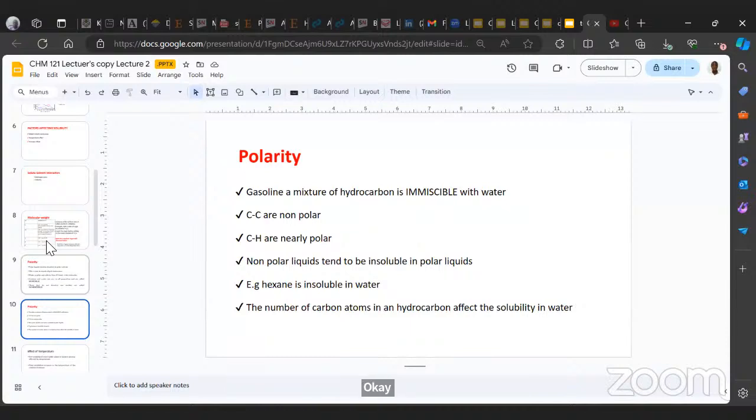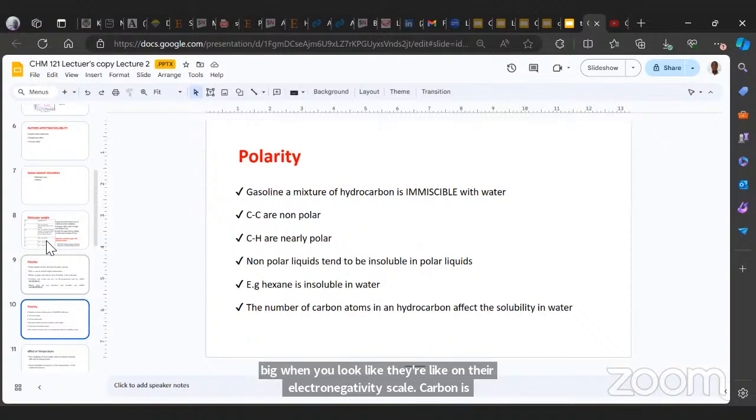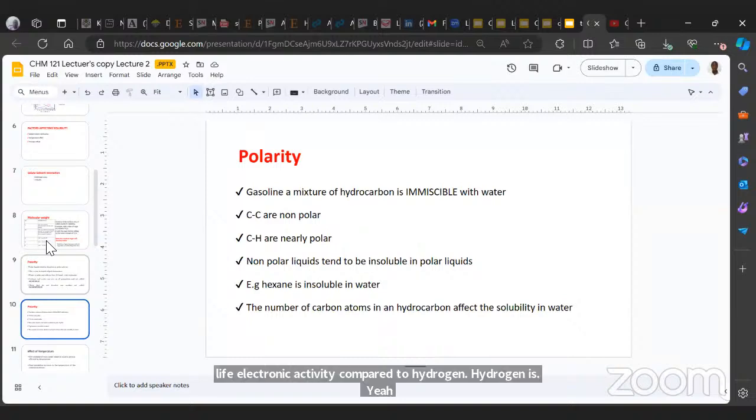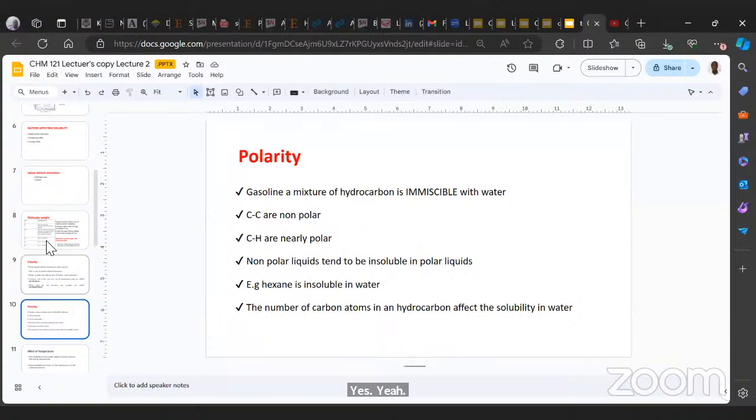On the electronegativity scale, carbon is slightly more electronegative than hydrogen. Hydrogen is electropositive, but the difference is not significant enough to cause solution. Non-polar liquids tend to be insoluble in polar liquids. Hexane is totally insoluble in water. The number of carbon atoms in a hydrocarbon affects its solubility in water.